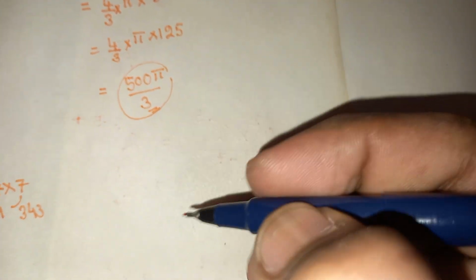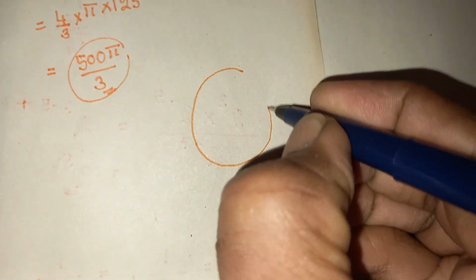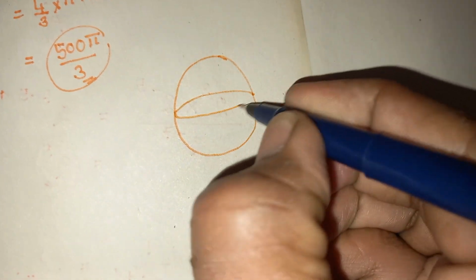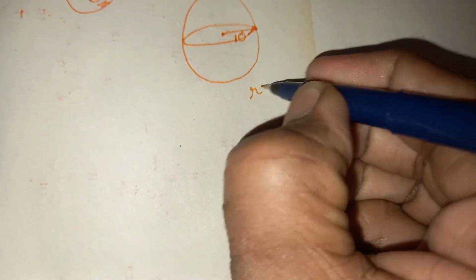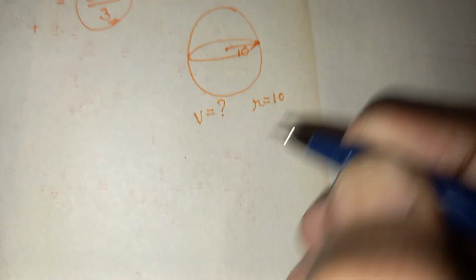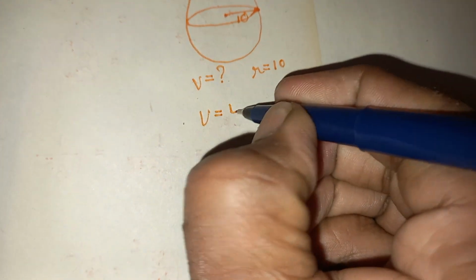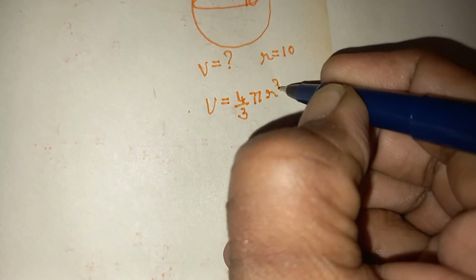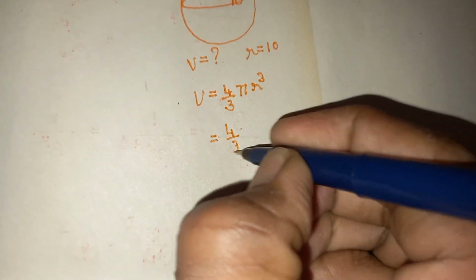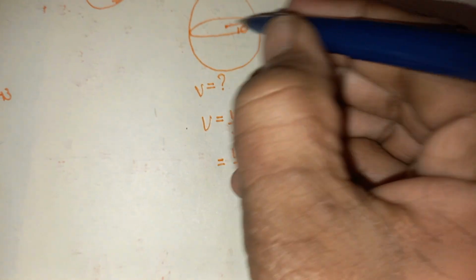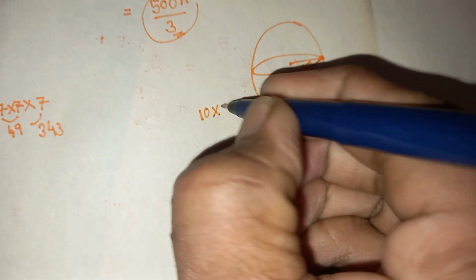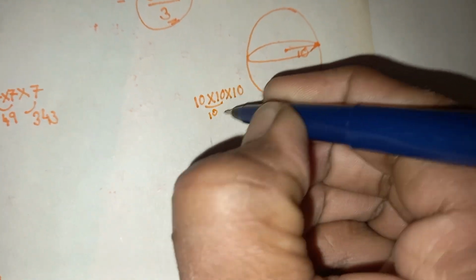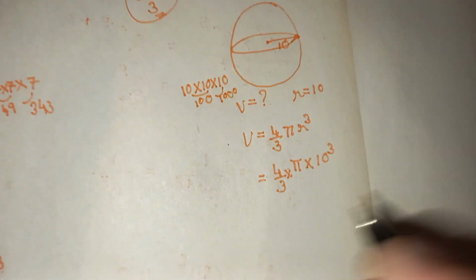And let's take another sphere. Here the radius of this sphere is 10 units. When the radius is 10 units, you need to find the volume of the sphere. The volume of the sphere is 4 by 3 pi r cube. So this becomes 4 by 3 times pi times, the radius is 10 units, 10 cube. 10 cube means 10 times 10 times 10. 10 times 10 is 100. 100 times 10 is 1000.